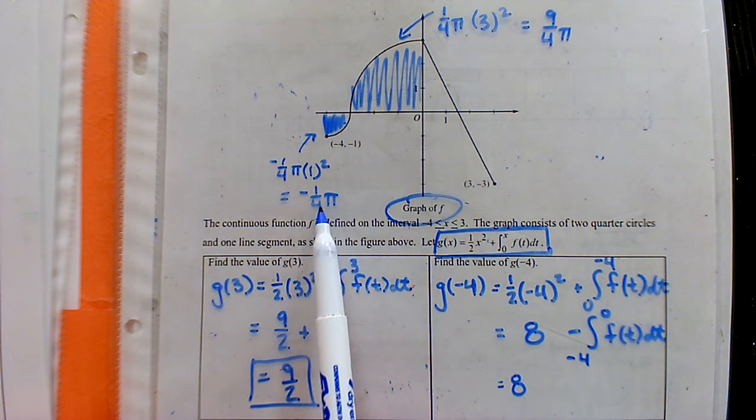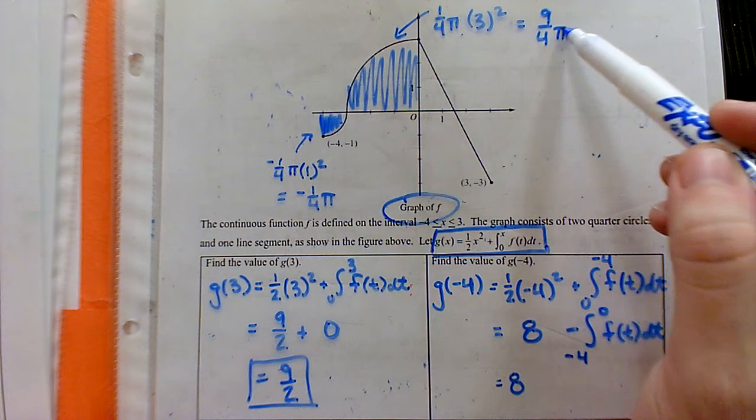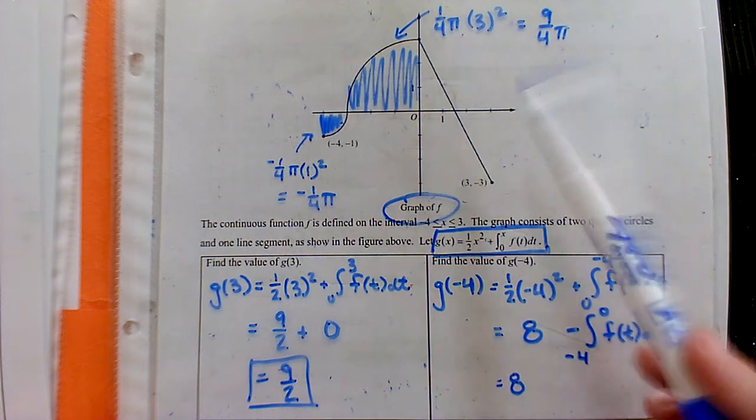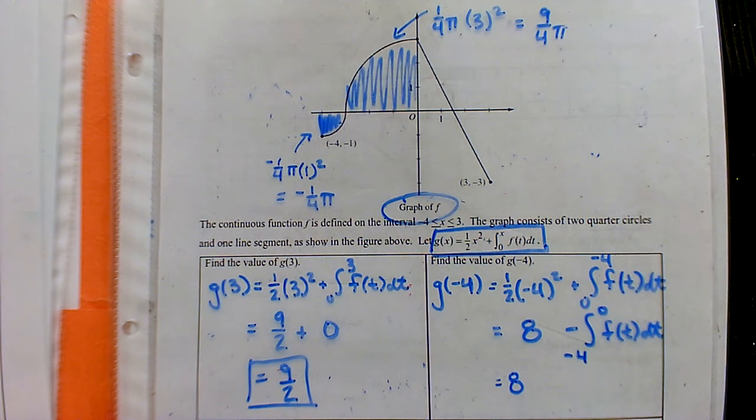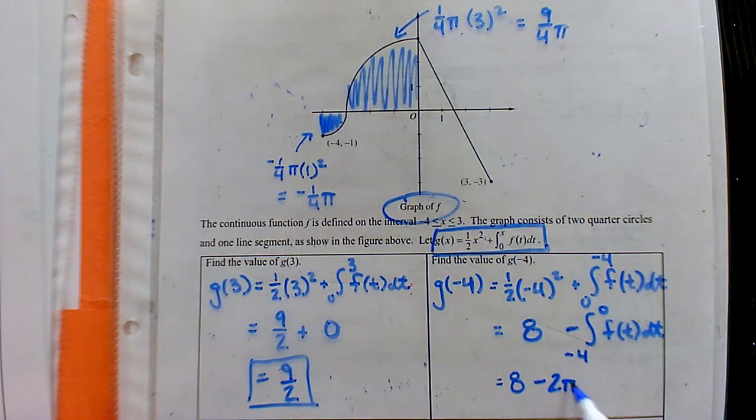Let's see, so I got -1/4 pi for the little circle, 9/4 pi for the larger quarter circle. Added together, that would be 2 pi. So we have to subtract that because we switched the bounds.